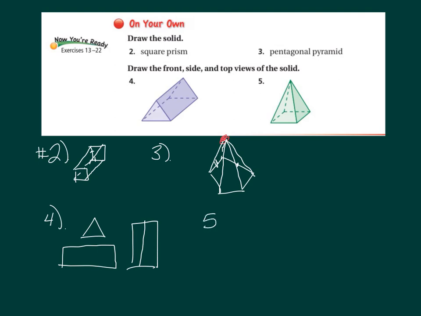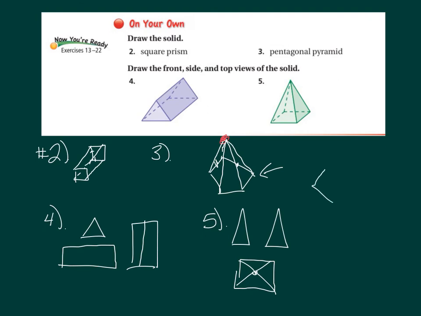Number 5, the front view of that thing would just be a skinny triangle. The side view would be exactly the same triangle. And then the top view would actually be a square. And there would be a point in the middle of the square and lines connecting everything to the middle point. That's basically what every pyramid would look like from the top, and the only thing that would change would be the number of sides. So if I drew this pentagonal pyramid right here from the top, it would be a pentagon.